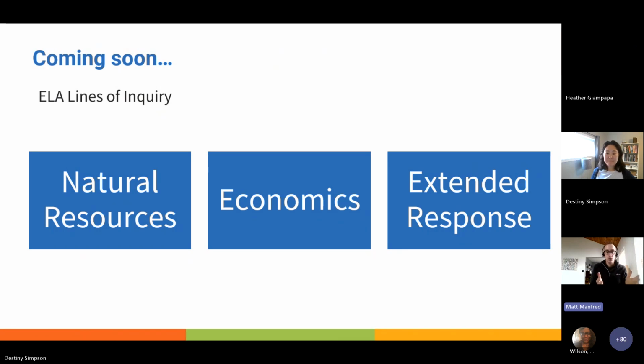And within natural resources, when we roll it out, it covers a lot of ground, but it's focused on the topic of natural resources. Same thing with economics and the extended response essay. It's not going to be 3 weeks with students talking about very specific topics, but it's broad, but it's on the topic of economics or what have you. We're going to get these out in the coming months over this winter, and then the plan is that we can develop more ELA lines of inquiry.